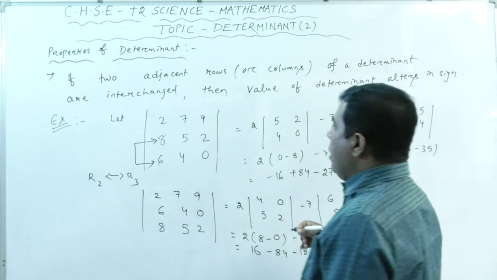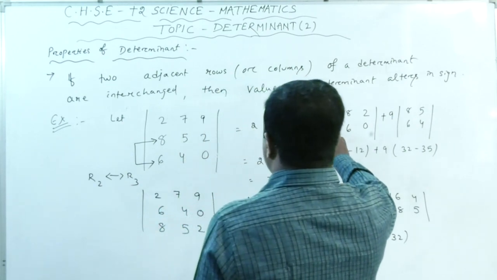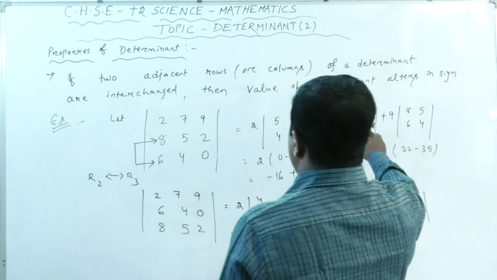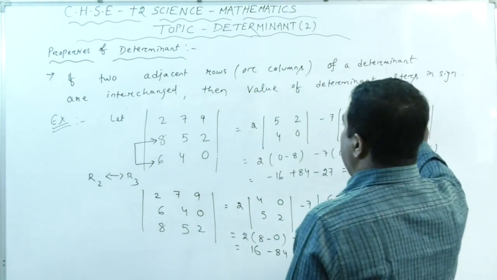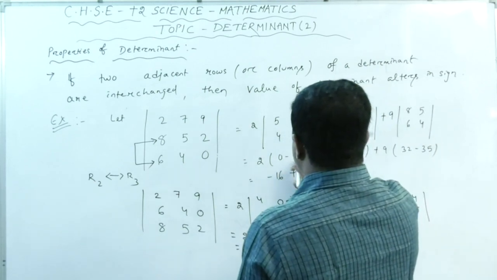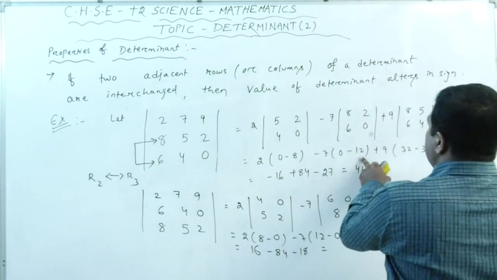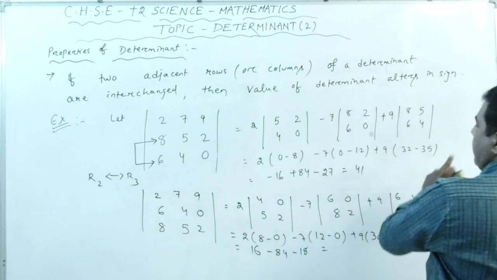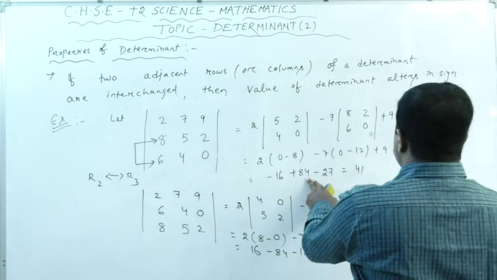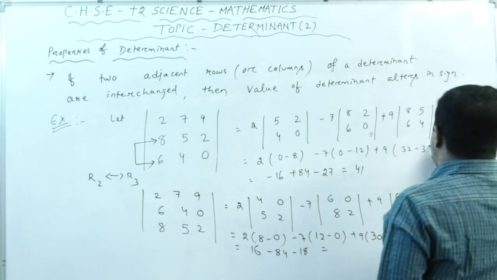So let us see with this concept. It is 2 times of 5240, minus 7 times of 8260. Clear? And it is 9 times of 8564. So it is 0 minus 8. Now minus 7 times of 0 minus 12, and 9 times of 32 minus 35. So it is minus 16 is there, it is plus 84 is there. Clear, dear students?